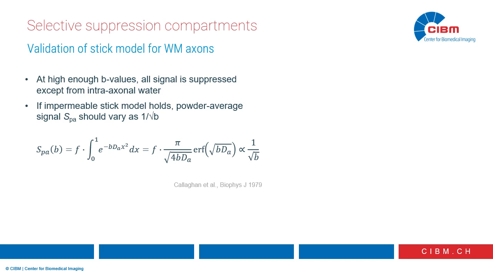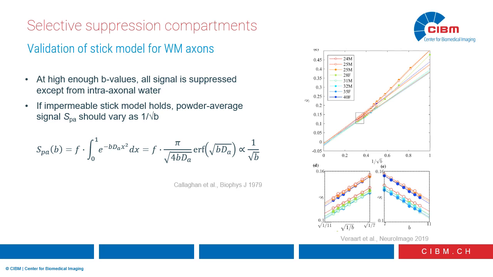And so we can test, of course, this behavior by going to high enough b values. And this was also done very recently in human white matter on a connectome scanner. So going from B values of 7 to 11, be careful here: when the axis is 1 over square root of B, of course, the direction is inverted. But you can see when we plot the powder average signal as a function of 1 over square root of B, we do see this very nice linear behavior, which means the stick model holds in white matter in this B range.